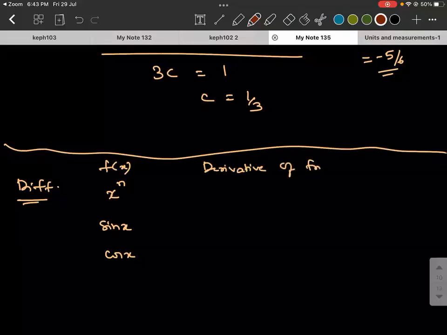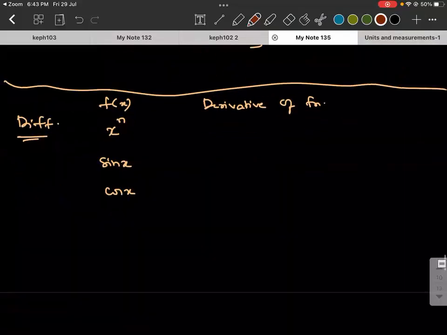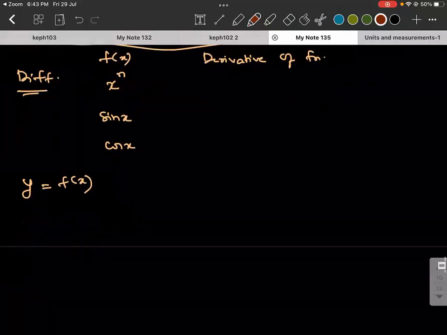So if you say y is equal to f of x, I'm assuming you would have seen this by now. There is something called first derivative, second derivative, third derivative. Try to understand this. I've used two words here. One is called differentiation. The second is called derivative. What is the difference between both?